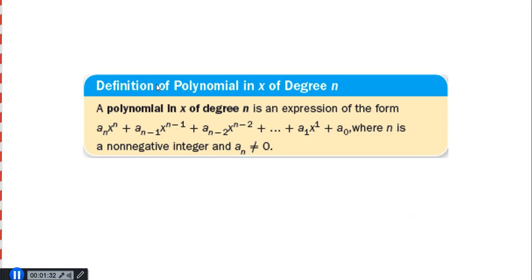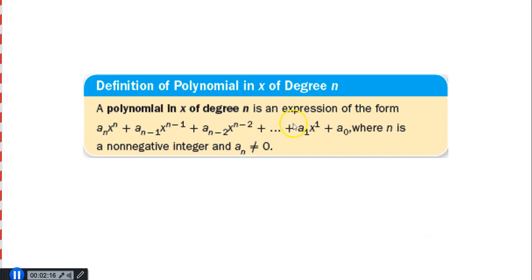in general. So the formal definition according to your textbook of a polynomial in x of degree n, and that sounds scarier than it is, I'll just read this and then explain what this is. A polynomial in x of degree n is an expression of the form a sub n times x to the n power plus a sub n minus 1 times x to the n minus 1 power plus a sub n minus 2 times x to the n minus 2 power plus so on and so forth until we get down to where the exponent on the variable, in this case x, is 1, and then we have a constant term. And n is a non-negative integer.